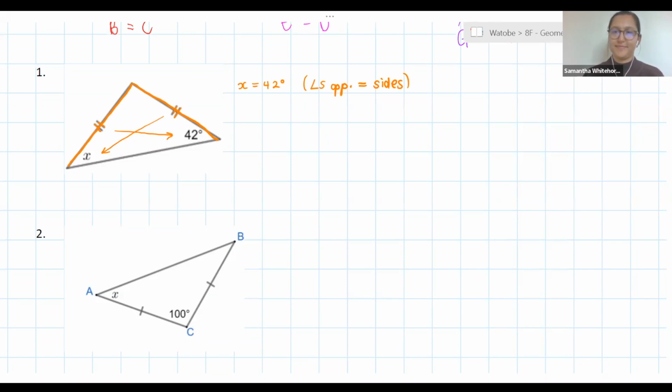Sorry, ma'am. Our teacher told us that we're not allowed to use angles opposite equal sides for a reason. What do we use if we're not allowed? Did your teacher say why? No, she marked it wrong last time I wrote that. She told us we're not allowed to. We have to like work it.